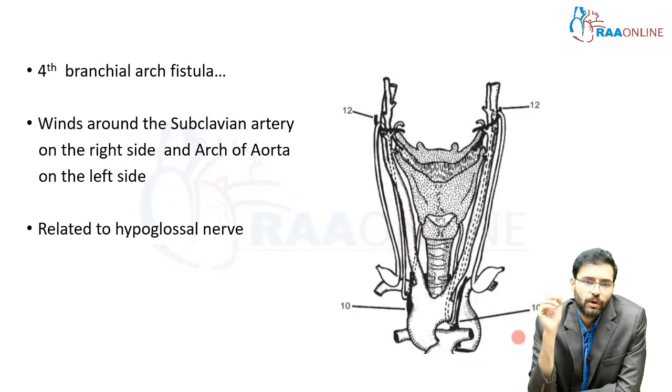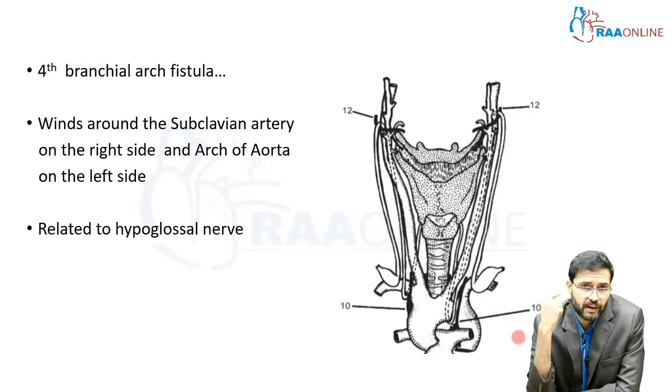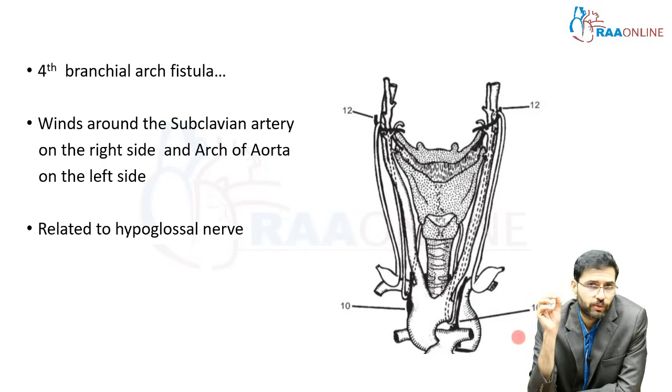So, if a fistula is present, usually the course of the tract would be, it winds around the subclavian artery on the right side, goes up and then opens itself. It's closely related to the hypoglossal nerve and opens into the pyriform fossa. On the left side, the tract can wind around the arch of aorta and is again related to the hypoglossal nerve and the recurrent laryngeal nerve and opens itself into the pyriform fossa again. But then again, fourth branchial arch fistula is only theoretical. It's only a theoretical documentation. No complete fourth branchial arch fistula has been documented.